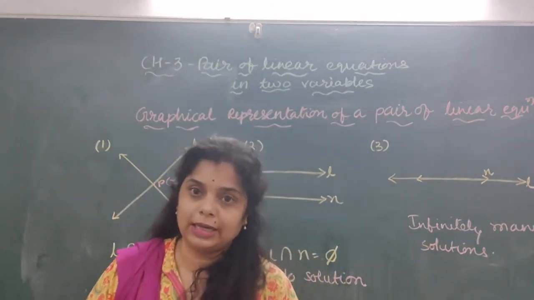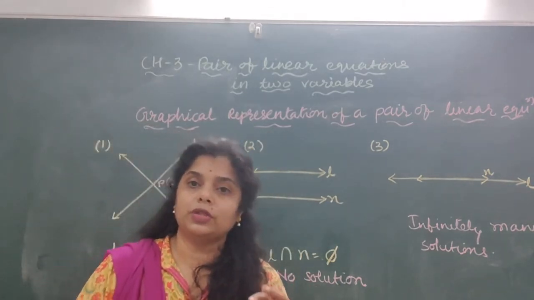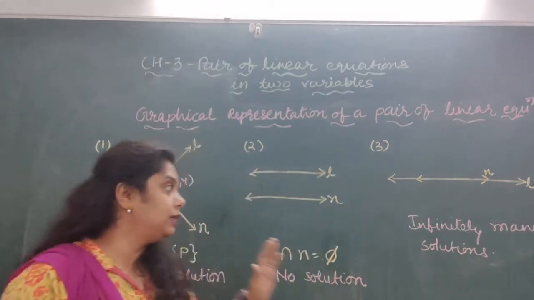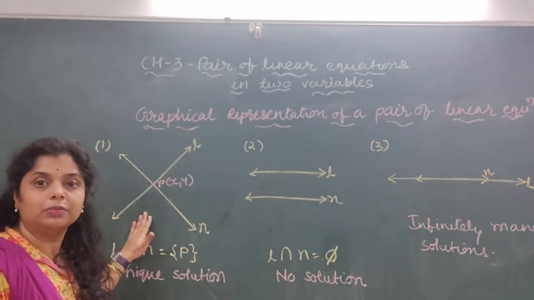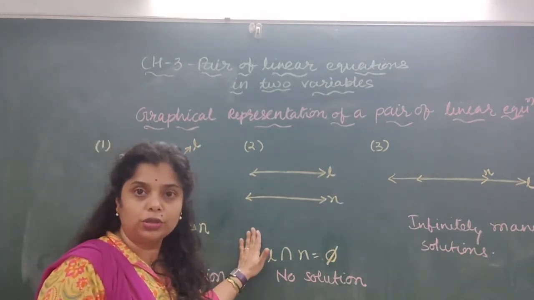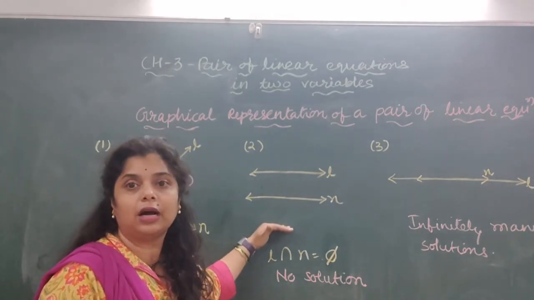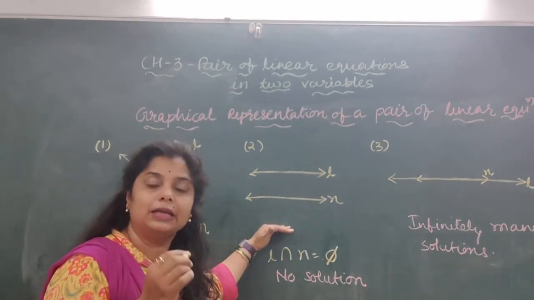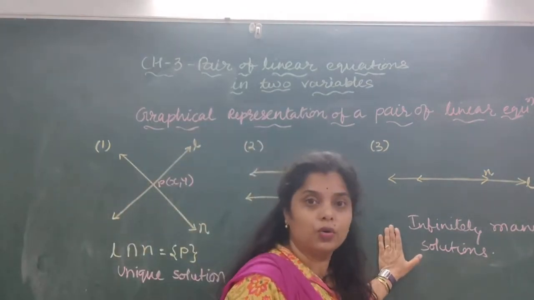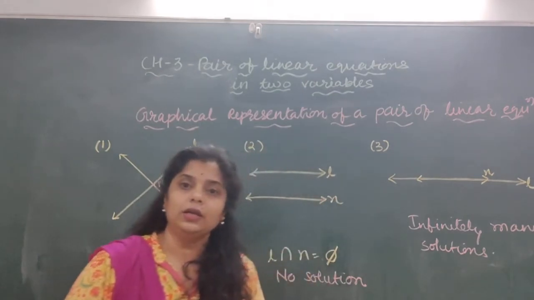So are you getting this concept? Total 3 possibilities. Out of 3 possibilities, any one can occur. Either intersecting at one point, which means a unique solution, or no solution, when they are parallel lines, which means they are not meeting at any point. And the third one is they are coincident with each other, which means they have infinitely many solutions.